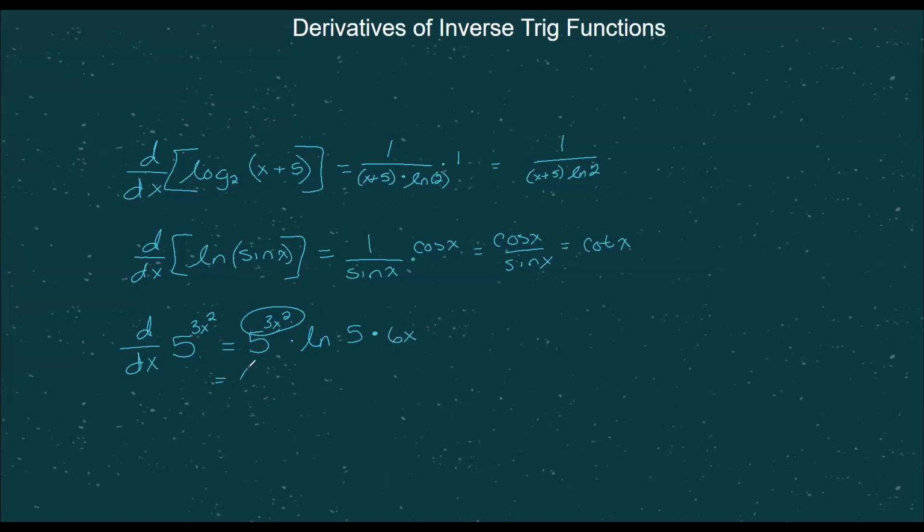So we would end up, I'd probably write this as 6x times 5 to the 3x squared, multiplied by the natural log of 5. It really doesn't matter what order you write this in, as long as you don't think that one of these expressions is within your natural log. So parentheses would obviously help you out there.